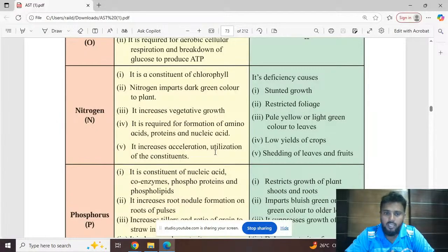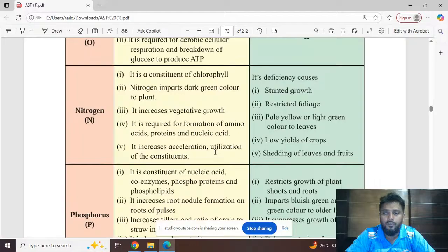There is restriction in the foliage, because already we studied that nitrogen is helpful in vegetative growth. So if the quantity is low, the vegetative growth will be low. Then pale yellow or light green color is seen on the leaves if there is nitrogen deficiency. And if it is present in good quantity, it is going to impart dark green color. Already we have discussed this.